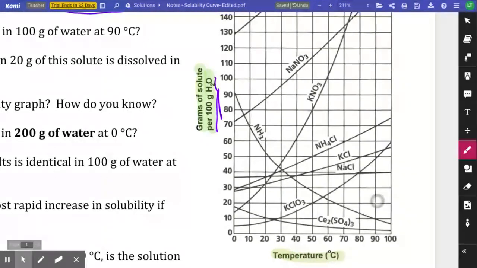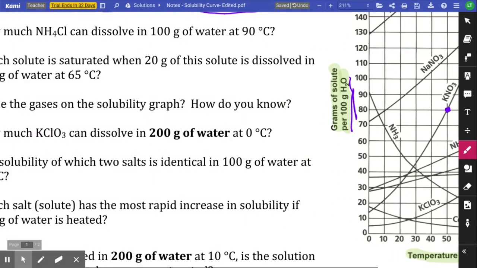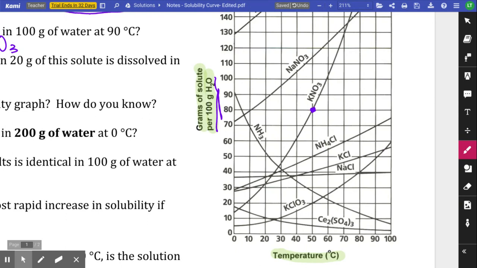All right, so we're going to come over here, and I want to know the solubility of KNO3 at 50 degrees Celsius. First thing I'm going to do is find 50 degrees Celsius, and then find where KNO3 intersects with that 50 degrees Celsius. And it's right there. So when it's asking what is the solubility, it wants to know how much can dissolve. So at 50 degrees Celsius with KNO3, we can dissolve 80 grams, because I got that from the point I am at on my graph right there. So 50 degrees Celsius, KNO3, 80 grams.